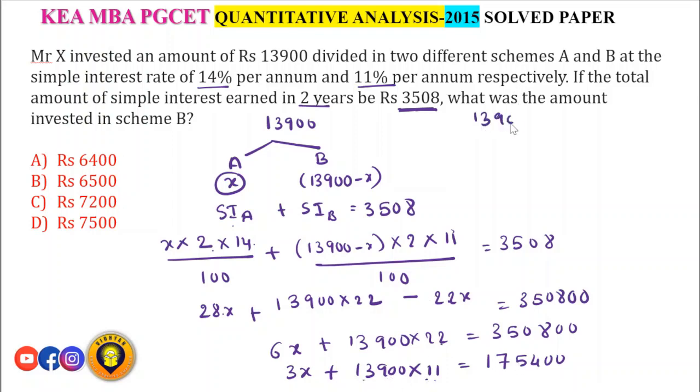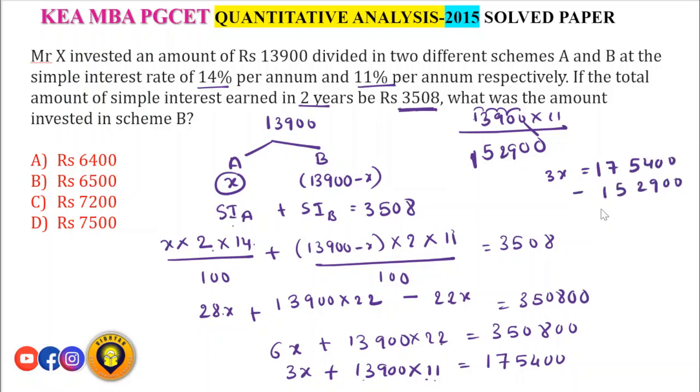See, 13,900 into 11. Multiplying by 11 is easy, right? Last number 0, 0 plus 0 is 0, 0 plus 9 is 9, 9 plus 3 is 12, and 3 plus 1 is 4, 4 plus 1 is 5, and 1. 152900. So therefore 3x will become 175400 minus 152900, because this will go to the right hand side. 14 minus 9 is 5, then 4 minus 2 is 2, 7 minus 5 is 2. So 3x is equal to 22,500.